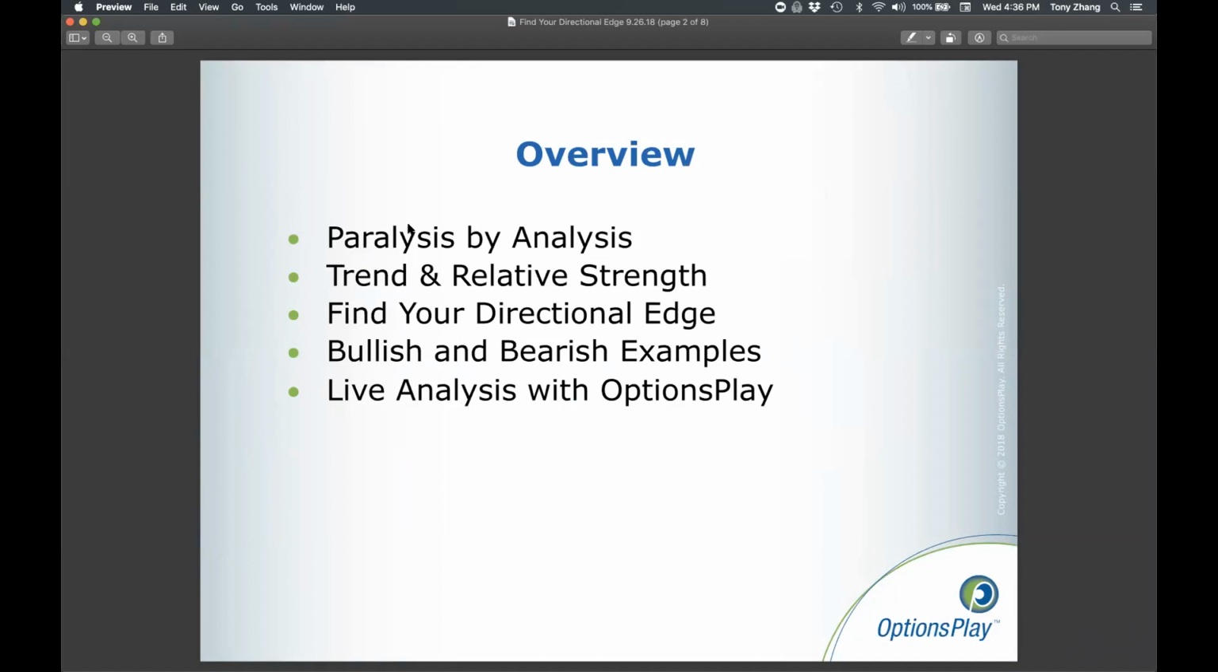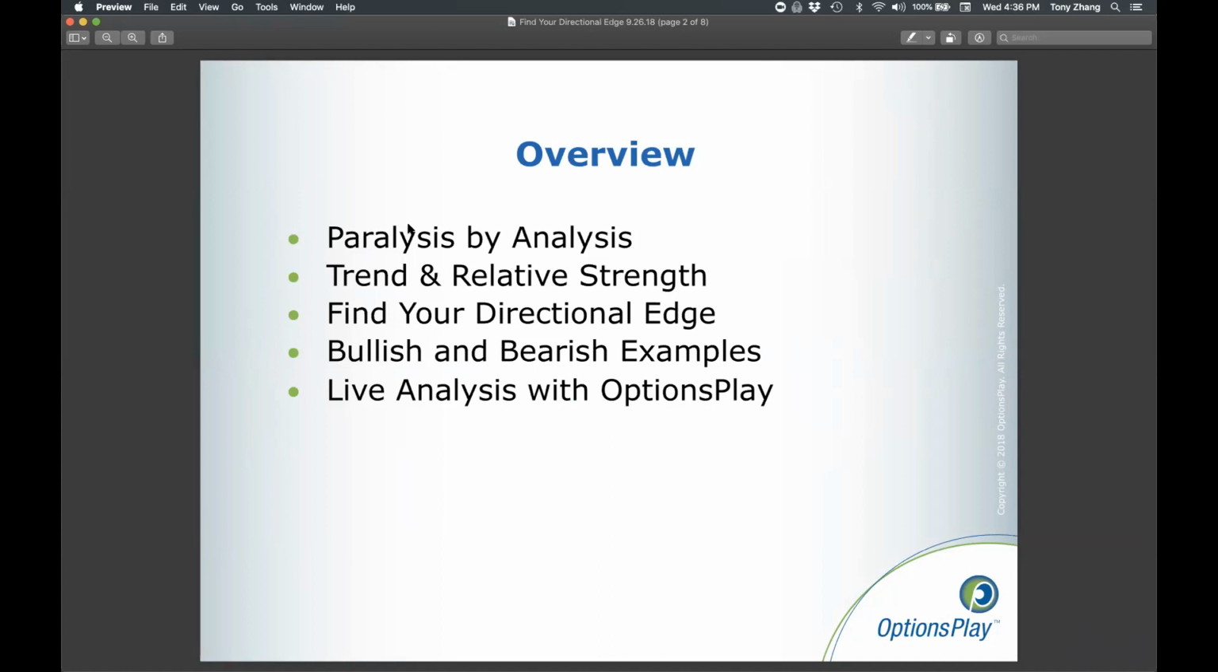So I'll start off by talking a little bit about this problem that we have, paralysis by analysis. We are constantly bombarded by news. How do we actually get around that? Trend and relative strength is really one of the key ways that we utilize to determine our directional view. So I want to break down what trend analysis is, what relative strength is, and then more importantly, how do you find a directional edge using these two indicators?